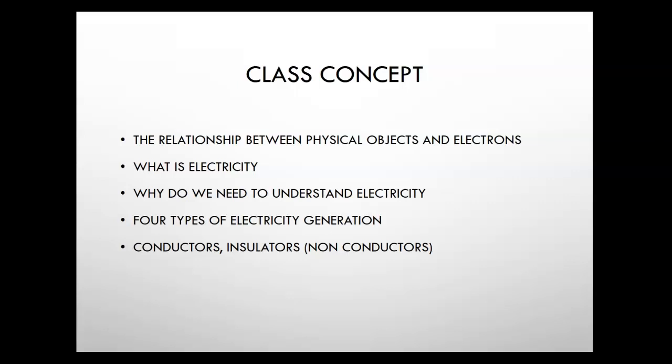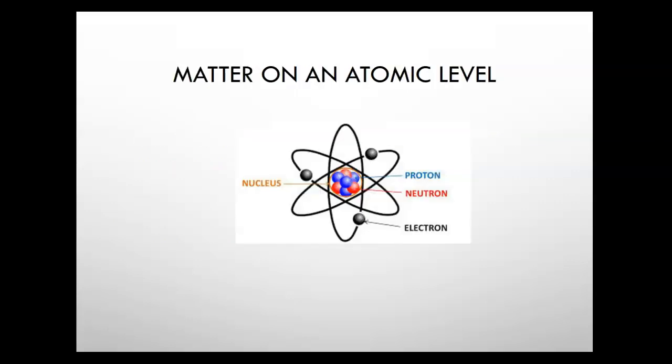And we'll also explain the four types of electricity generation. Power generation is basically electricity generation, and it's important for us to understand the four types available so far for power generation. And finally, I'll talk about conductors and insulators. What makes a conductor and what makes an insulator. Okay, we'll start a little bit.